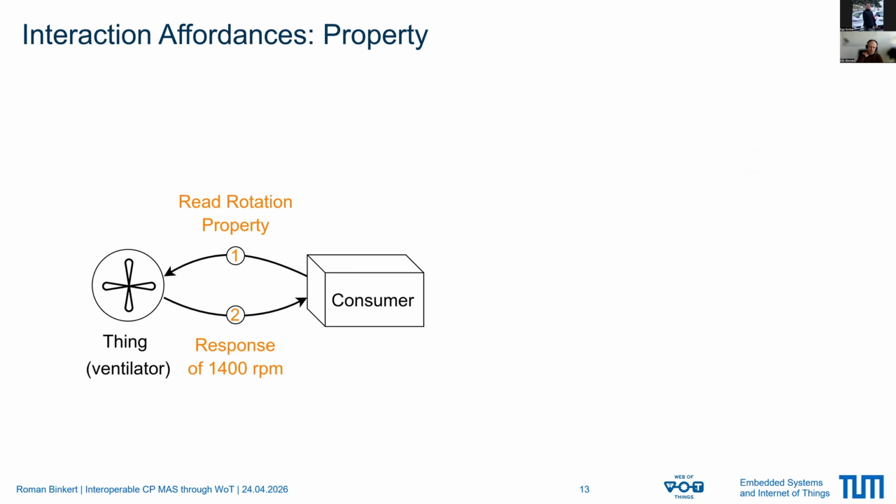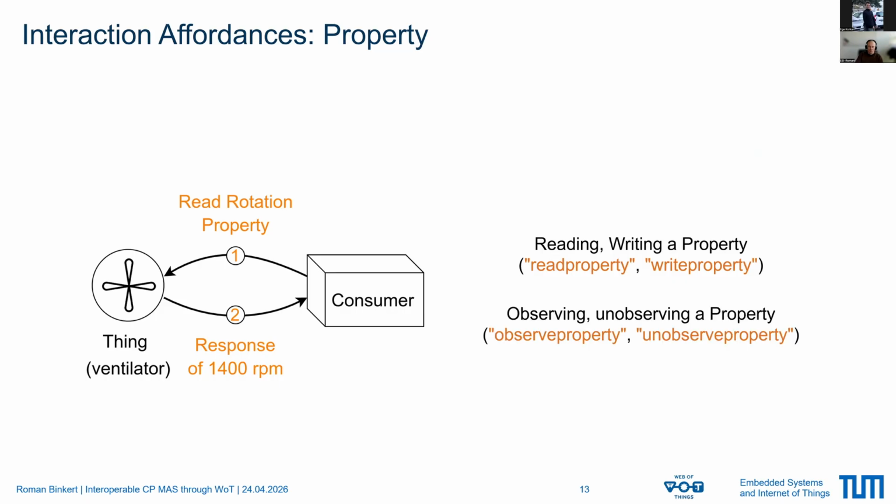Property basically describes a property of a device. So you can, as a consumer, read the property and then you get a response. For example, from a ventilator, you can read the current rotation speed, and it will return you a number. This is how a property is described. Basically, you can read it, sometimes you can also write it, or you can also observe it to be notified when it changes.